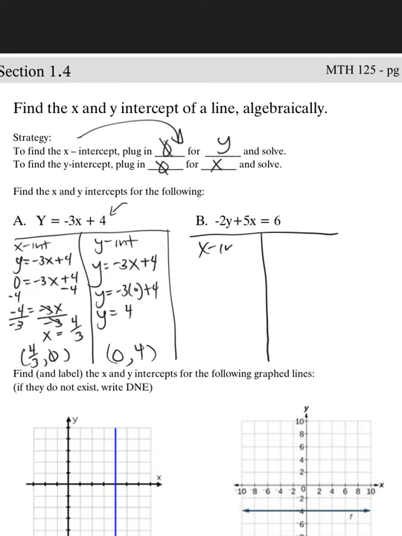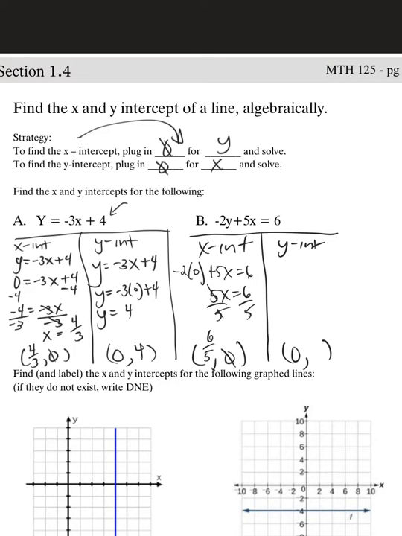So x-intercept here, y-intercept here. For the x-intercept, I plug in 0 for the y. So -2 times 0 plus 5x equals 6. 5x equals 6. X is going to be 6 over 5. It's ugly, but it's okay. It's allowed. For the y-intercept, I'm plugging in 0 for x. So I'm going to go ahead and plug in 0 into my coordinate pair. That's going to be my answer.